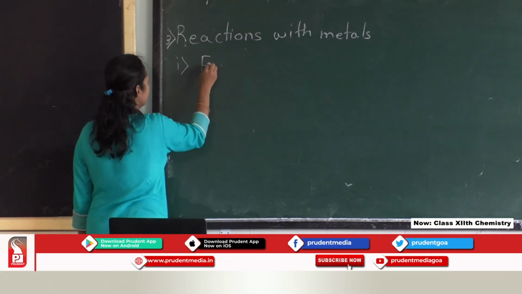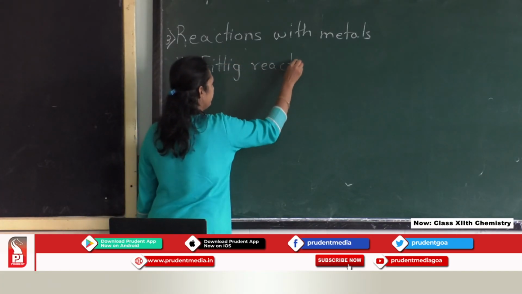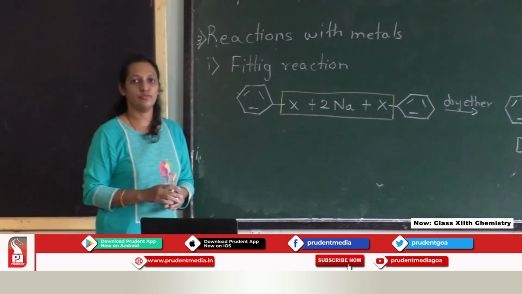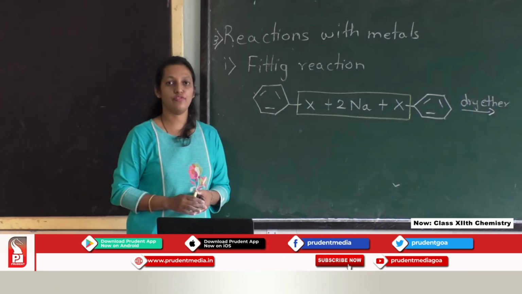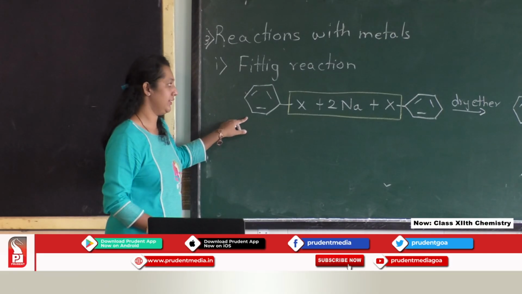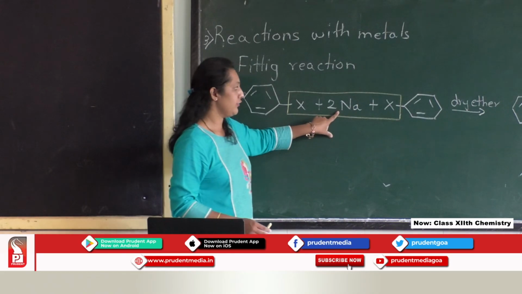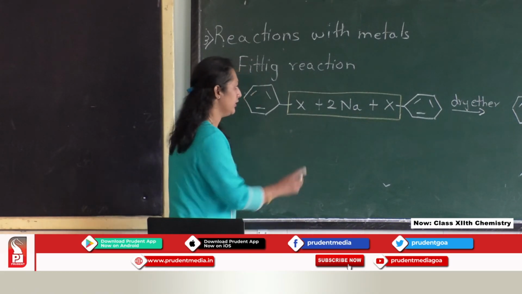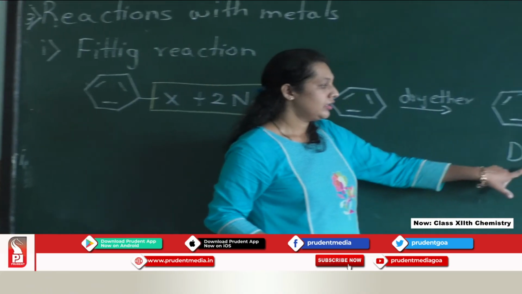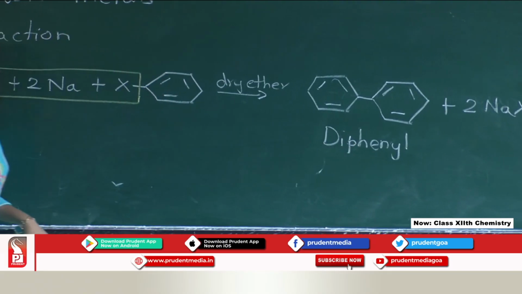First one is Fittig reaction. Fittig reaction is similar to the Wurtz reaction. Wurtz reaction is carried out for an aliphatic alkyl halide, whereas the Fittig reaction is for the aryl halide. Now, if we take haloarene and treat that with the sodium metal in presence of dry ether, same way I have shown the removal of 2NaX and we will get the two benzene, that is a phenyl ring, that is known as the diphenyl or the biphenyl.